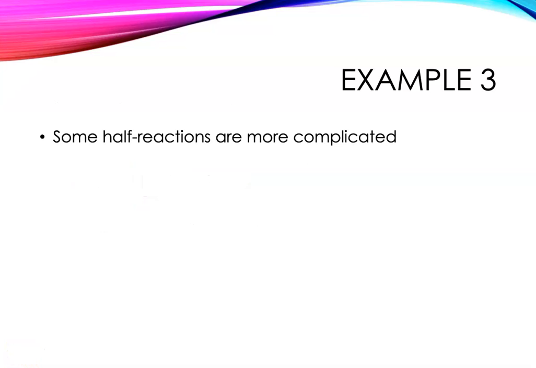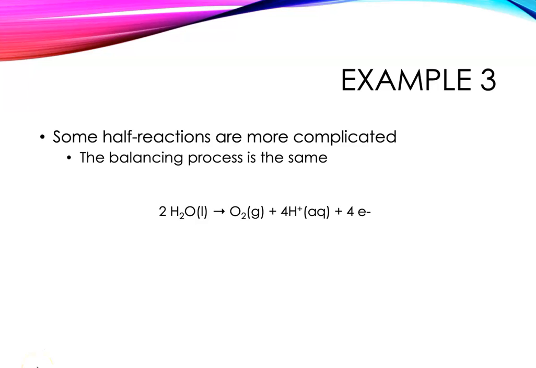Now some half reactions are more complicated. It's beyond the scope of this particular webcast to show you how to write those. When you have reactions occurring in acidic or basic conditions where you might have hydrogen ions and water. For example, water can undergo an oxidation to form oxygen gas and release hydrogen ions. But the balancing process is the same.